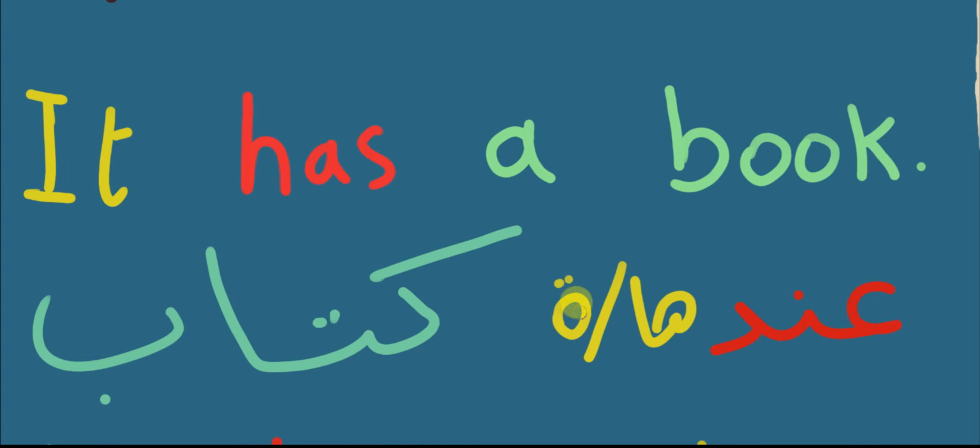And this is when it's connected to the word here, it becomes عنده. The hu is for the هو, the third person singular masculine. ها for the third person singular feminine. So عندها or عنده. عندها كتاب. عنده كتاب.